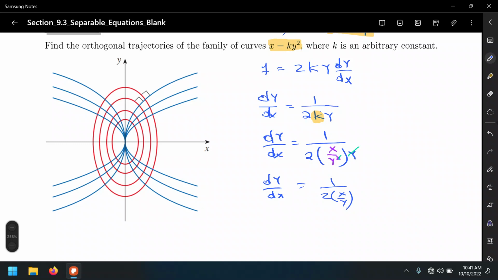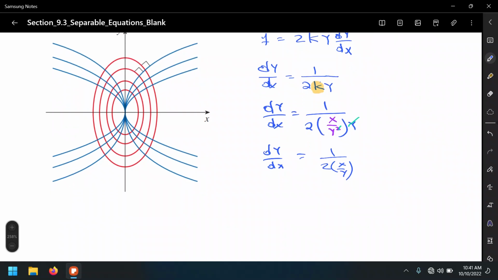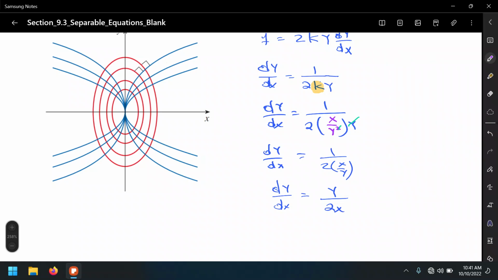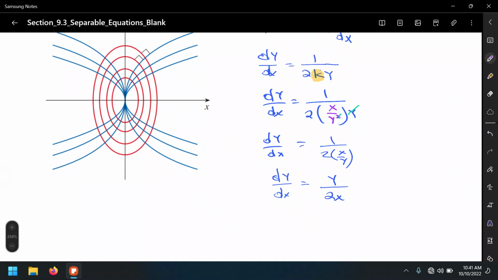Now the thing here is dividing by a fraction is the same as multiplying by the reciprocal of this fraction, which in this case gives dy dx equals y over 2x. Well, what's this? Again, in general, what does the derivative give us? What information does the derivative give us? The slope.